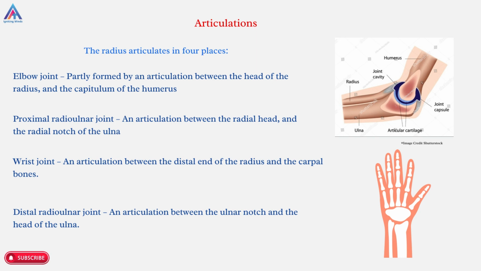The elbow joint is formed by the head of the radius bone connecting with the capitulum of the humerus bone. The proximal radio-ulnar joint is formed by the radial head connecting with the radial notch of the ulnar bone. The wrist joint is formed by the distal end of the radius bone connecting with the carpal bones. Lastly, the distal radio-ulnar joint is formed by the ulnar notch connecting with the head of the ulnar bone.